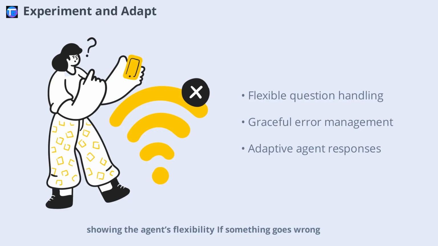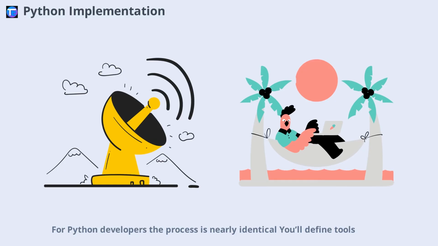If something goes wrong, like a missing file or dependency, the agent handles errors gracefully and explains what happened, instead of crashing. For Python developers, the process is nearly identical. You'll define tools, implement their logic, and let the agent orchestrate actions. The agent loop allows for multi-step reasoning, handling multiple tools in sequence, and adapting to different types of questions. This consistency across languages makes the Claude SDK accessible to a wide range of developers.